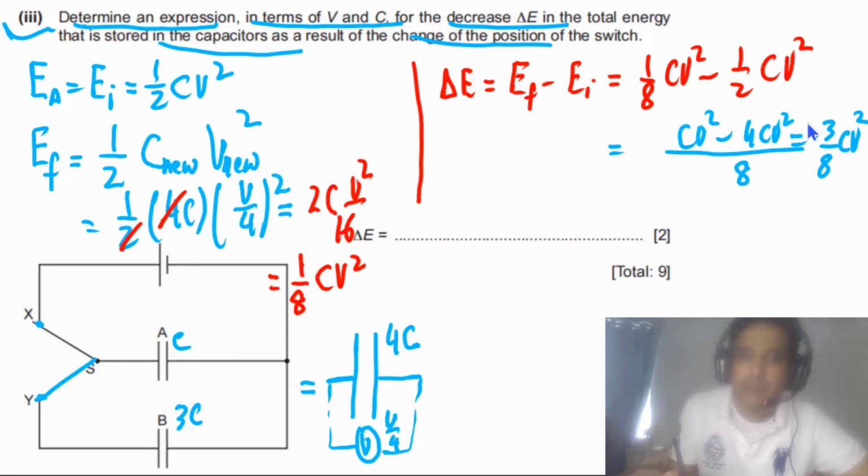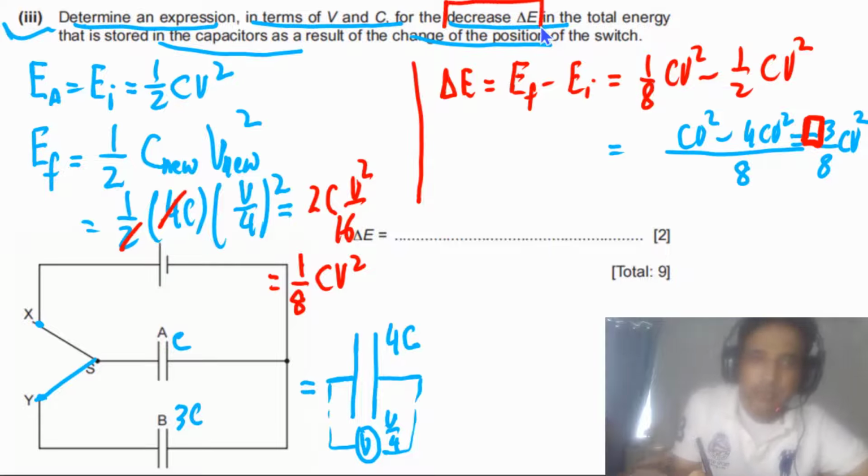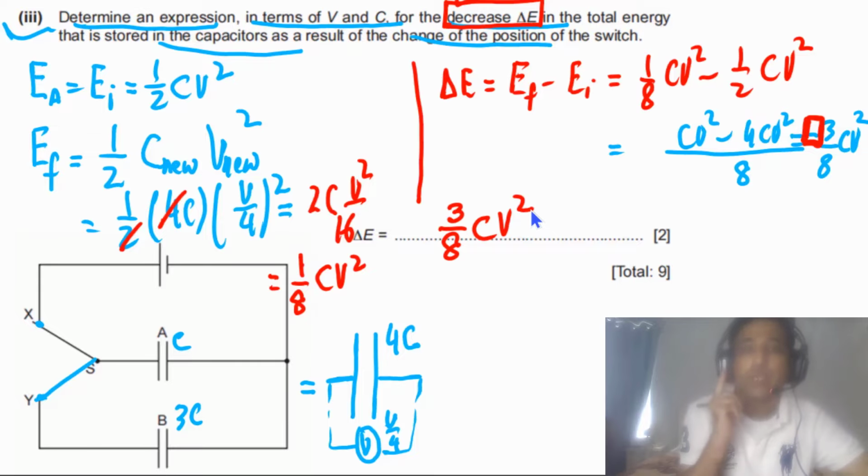So what is this negative sign telling us? This is simply telling us that the change in energy is negative, meaning the final energy is lower than the initial energy. So energy has decreased. The question is asking us to calculate the decrease in delta E. So we do not need to include the negative sign because it is already mentioned here, decrease. So our final answer is 3 by 8 CV squared. So this is how you need to answer.